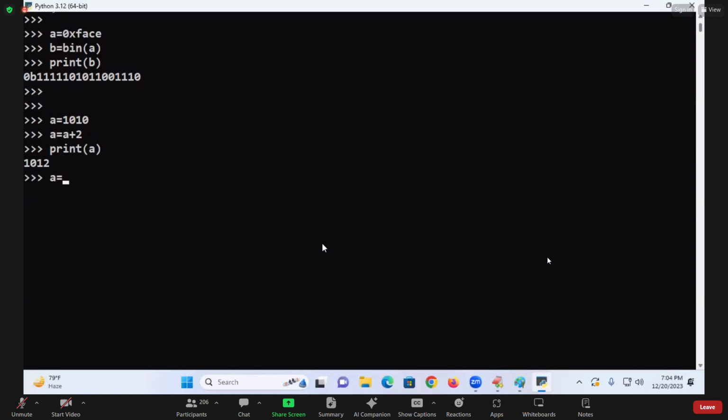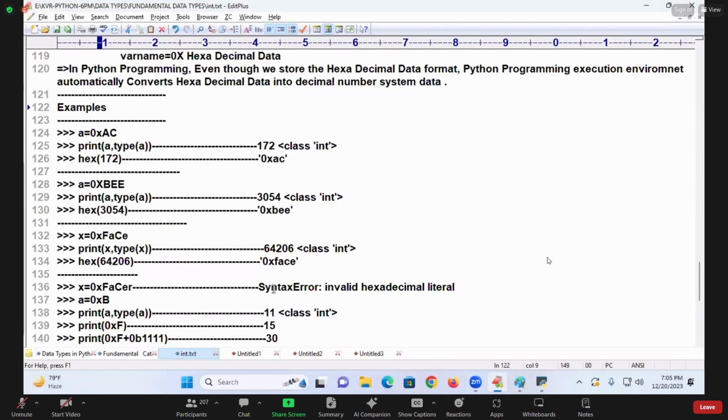If I write a is equal to 0b1010, then a is equal to a plus 2. What is 0b1010? It is 10, plus 2, what is the answer? 12. Sorry, I will print a. It is 12. There is a lot of difference there or not? Why 0b, what can I say, students? This type of doubt will give you an understandability problem.